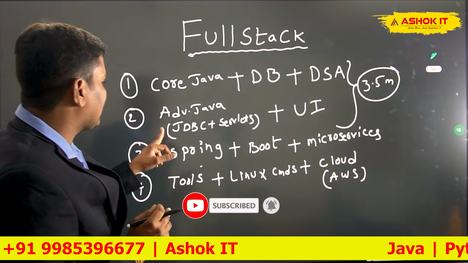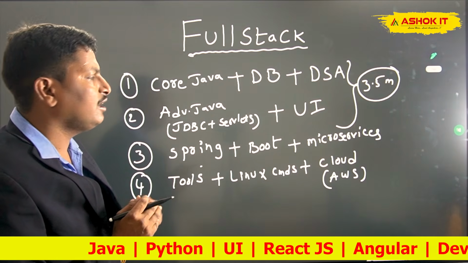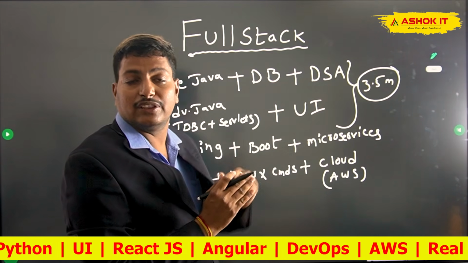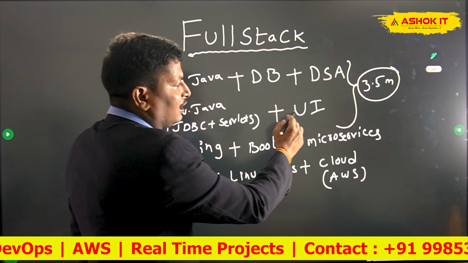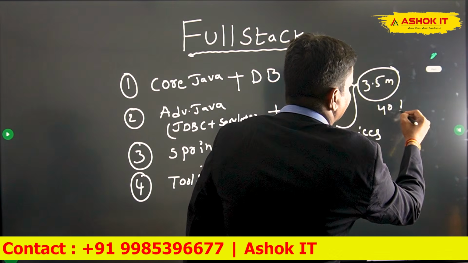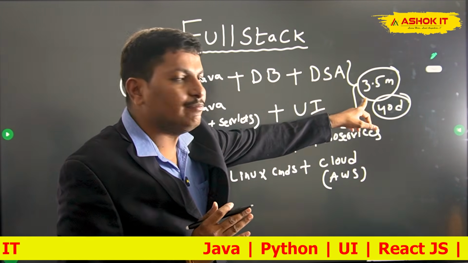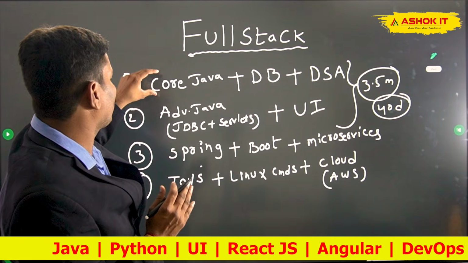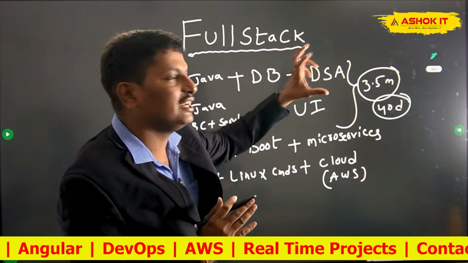Then next, coming to advanced Java, web application development, database connectivity, and web development using HTML, CSS, JavaScript and Bootstrap. This advanced Java and user interface you can learn in another 40 days. So almost 3 to 4 months you are going to take to learn core Java, advanced Java along with database, web development and DSA.